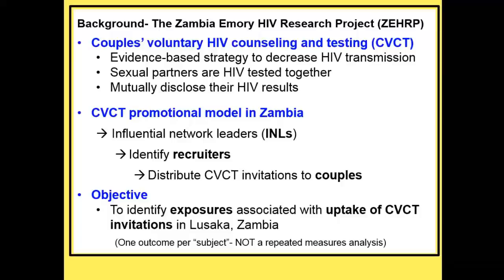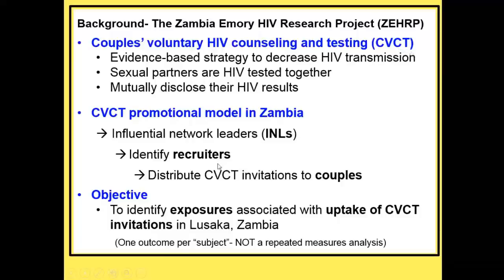And it was, again, an evidence-based strategy to decrease HIV transmission in the sense that if more couples went to get tested, and just the fact that they're being told that this is something to worry about, they may do better in terms of transmission. Sexual partners are HIV tested together, and they mutually disclose their HIV results. So it's couples voluntary HIV counseling and testing.